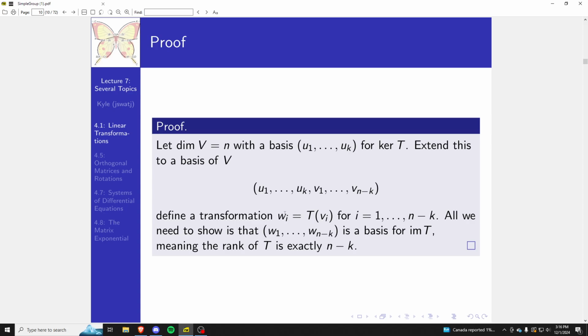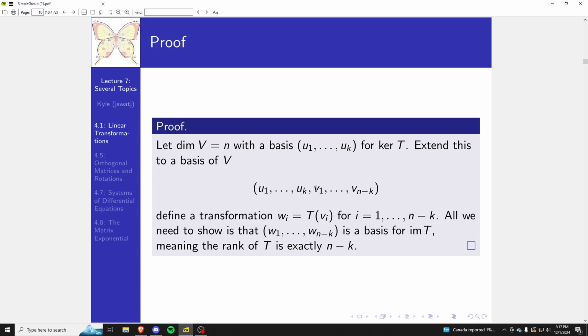And then we define a transformation, wi equal T of vi. So this is all of these v's. We take the output of them from the transformation. And all we have to show then is that that output is exactly n minus k. Because if we had a basis with k vectors and we extended it by n minus k, and that's a basis for V, then we're basically arguing that k vectors plus n minus k vectors adds up to exactly the dimension of V. And so that's basically the gist of this proof.